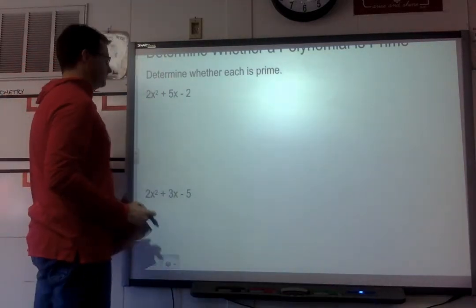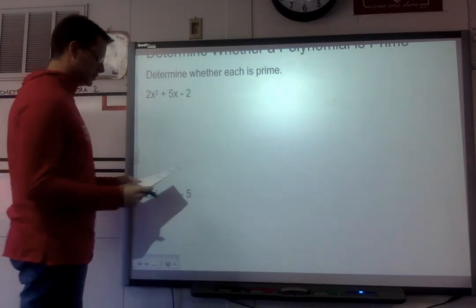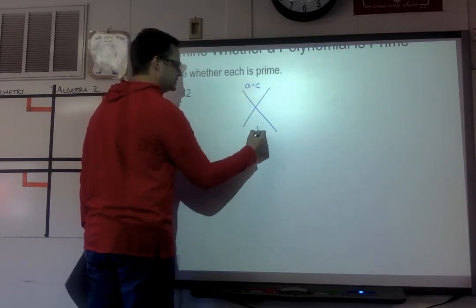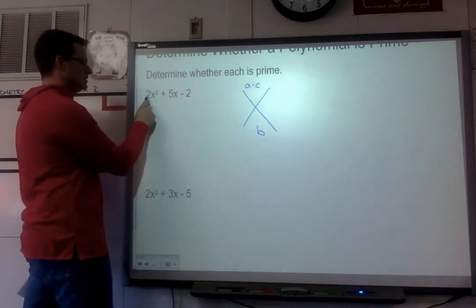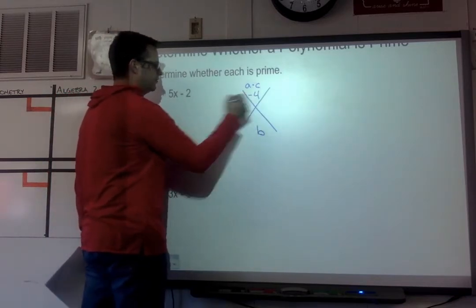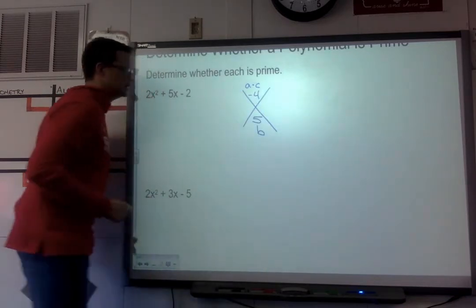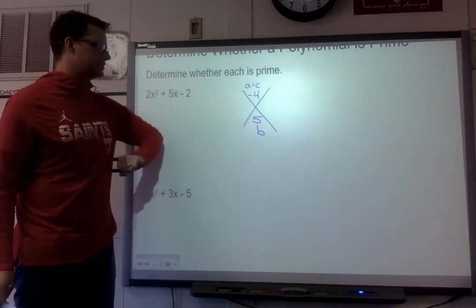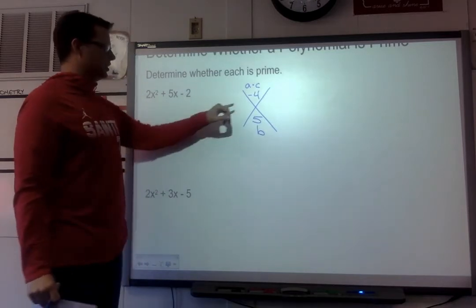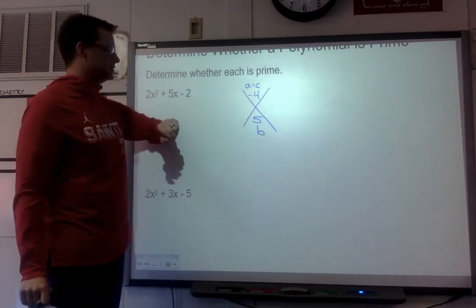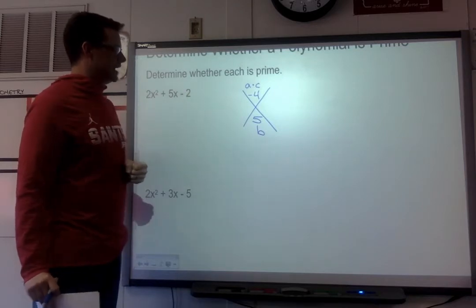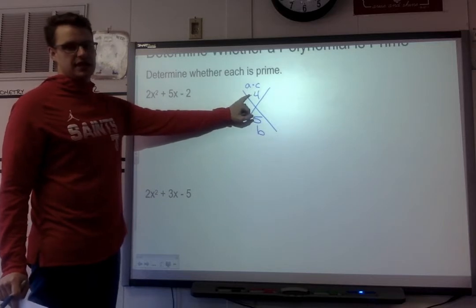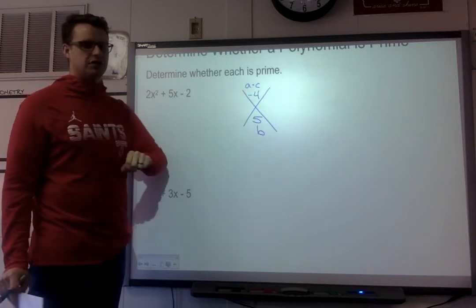So for this first one, all you really have to do to determine whether or not these are prime is draw in your x, a times c in the top, b in the bottom. So a times c, 2 times -2 is -4, b is 5. Can we come up with two numbers that multiply to -4 and add to +5? Now we know that one has to be negative and one has to be positive. We know that the larger number has to be positive. So we could have 4 times -1 gives us -4, but that would add to 3.